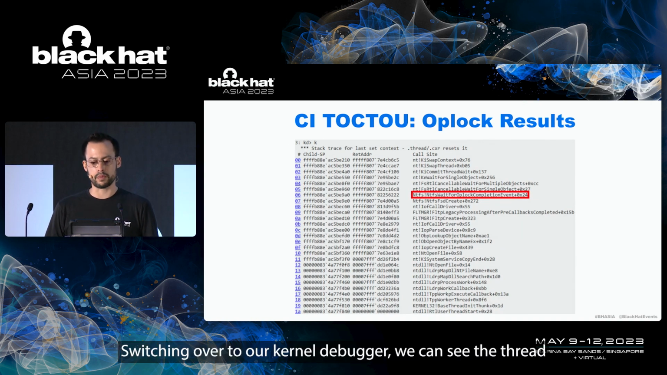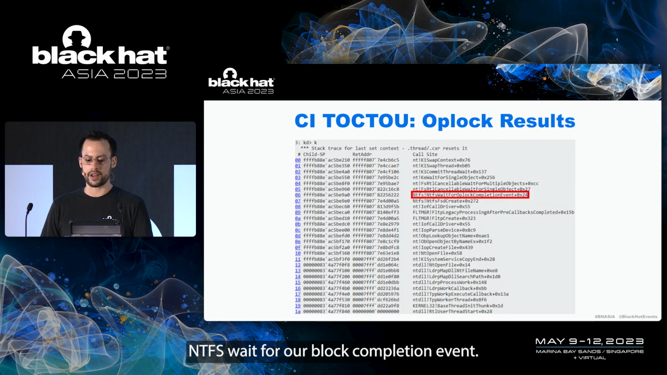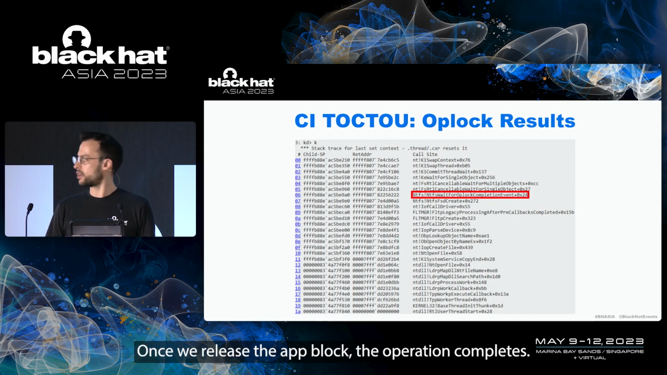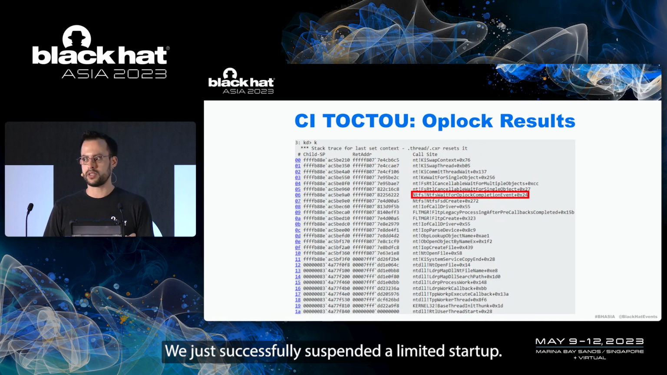Switching over to our kernel debugger, we can see the thread attempting to load devobj.dll is hung on NTFS wait for op lock completion event. Once we release the op lock, the operation completes. We just successfully suspended a PPL mid-startup.